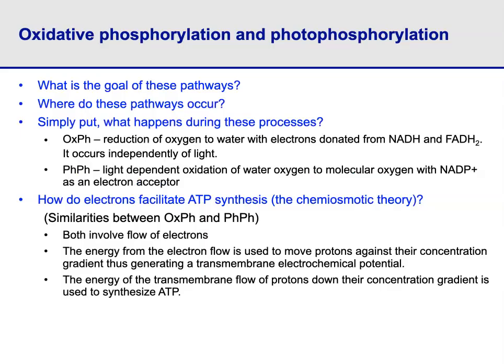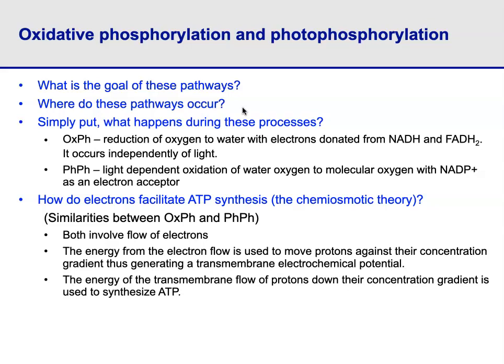Alright, so I will start by asking these questions. What is the goal of these pathways, oxidative phosphorylation and photophosphorylation? The objective of these pathways is to generate ATP. As you know, ATP is the energy currency in cells. All processes are made possible with the help of energy contributed by ATP hydrolysis.